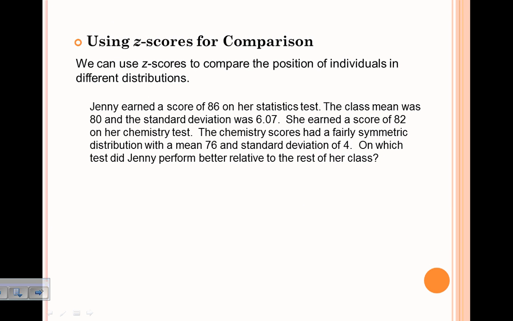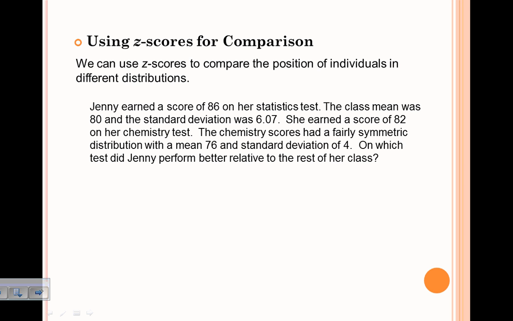All right, using z-scores for comparison. We can use z-scores to compare the position of individuals in different distributions. Ginny earned a score of 86 on her statistics test. The class mean was 80 and the standard deviation was 6.07. However, she scored an 82 on her chemistry test. She thought she did worse. But the chemistry scores had a fairly symmetric distribution with a mean of 76 and a standard deviation of 4. On which test did Ginny perform better relative to the rest of her class?